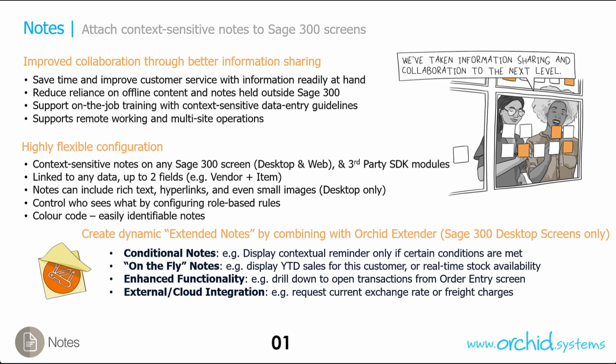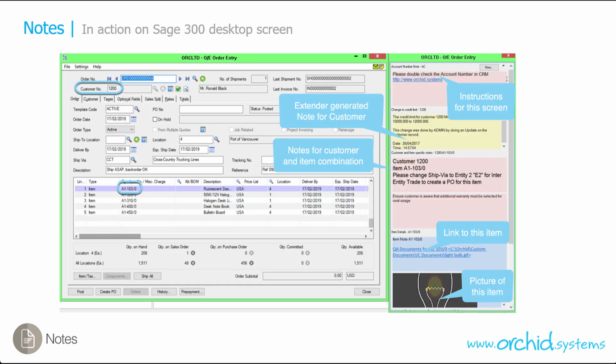On-the-fly notes, for example, you can display year-to-date sales for a customer and an item, and you can drill down to open transactions through the extended notes. It also provides for a framework for external or cloud integration with your notes. And this is product number 1 I'm going to be showing you. Here's an example showing some notes around the order entry screen. You can see we have notes associated with the customer, automatically generated notes through Extender, notes associated with the customer and item combination, and you can have hyperlinks and small pictures in the notes.